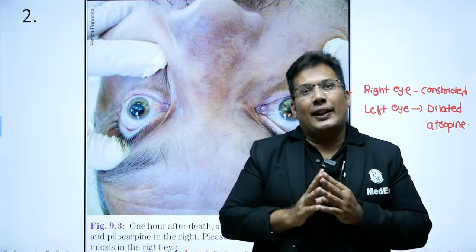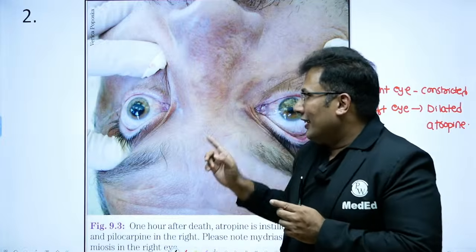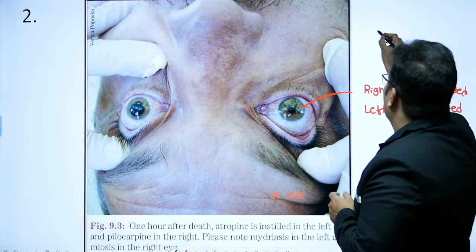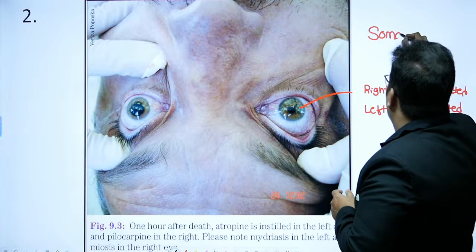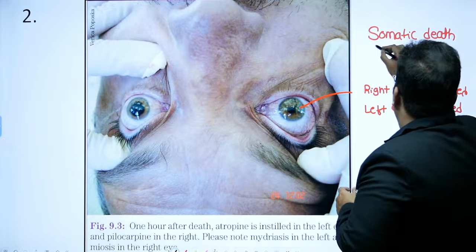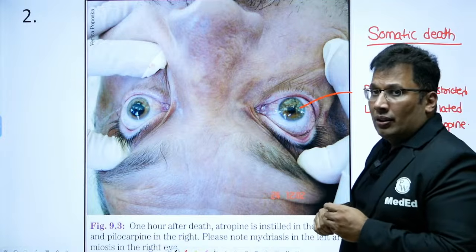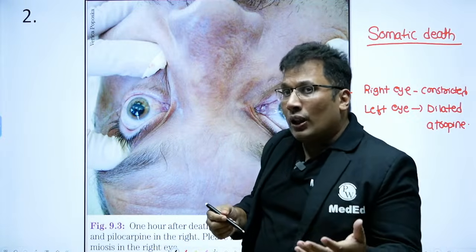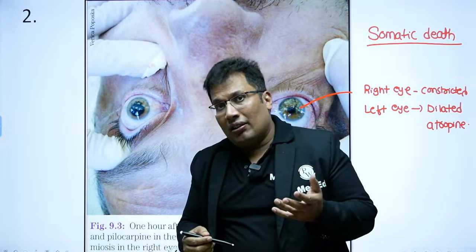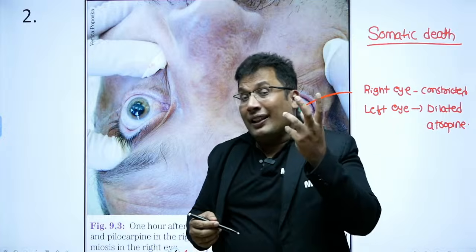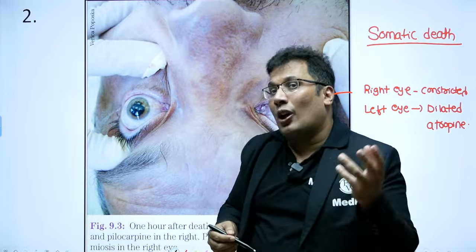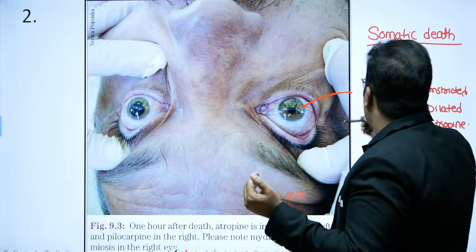So this is basically to explain to you, there is no onset of cellular death here. So this is basically somatic death. In somatic death, the muscle can respond to some stimuli, electrical or mechanical stimuli, or some eye muscles, sphincter pupillae or dilator pupillae, respond to physostigmine or atropine. So this is just to explain about cellular death.